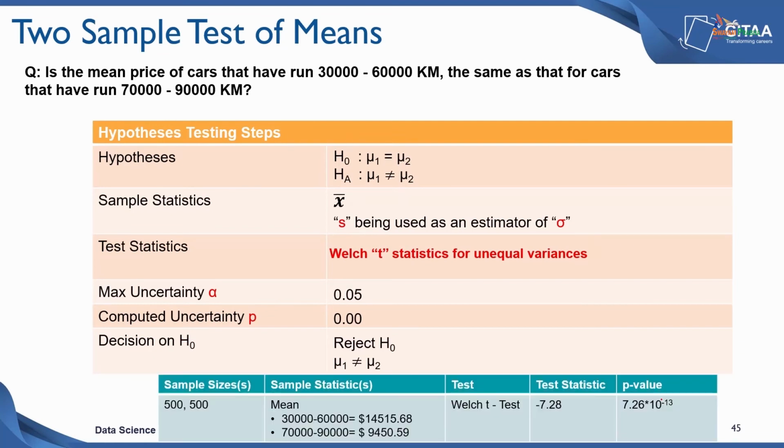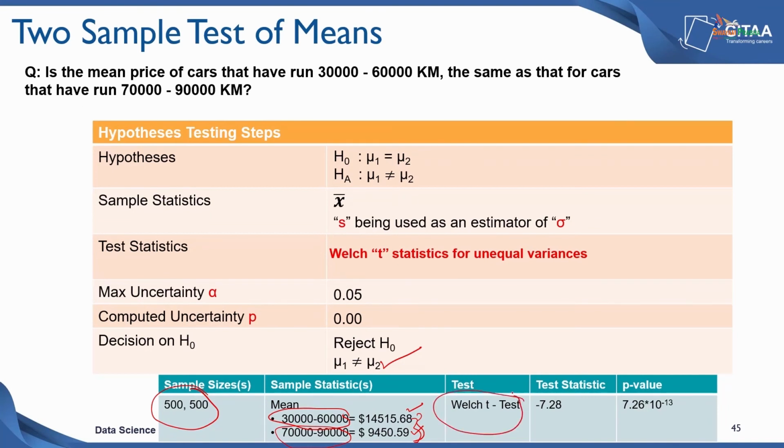Again, as a summary, we use a sample size of 500. If you notice, the mean value for the 30,000 to 60,000 was about 14,515, and the mean value when the kilometer is much higher is about 9,450. So you see a substantial difference here, and it also proves out to be statistically significant, and therefore the conclusion is that mu1 is not equal to mu2.